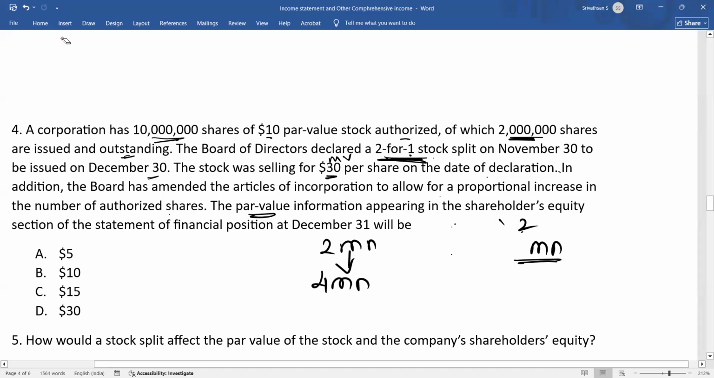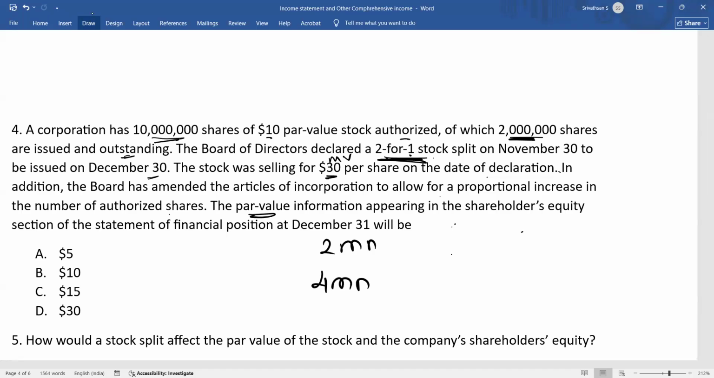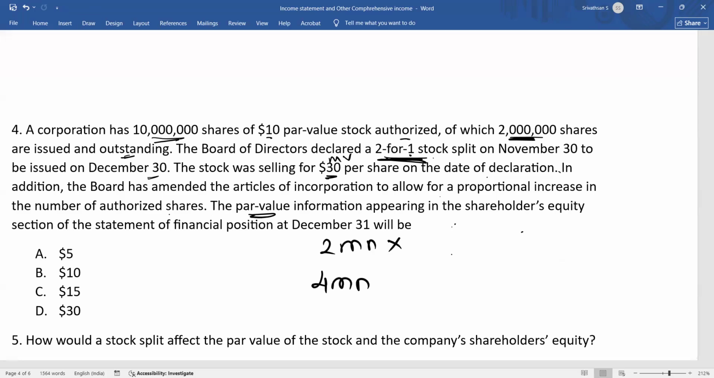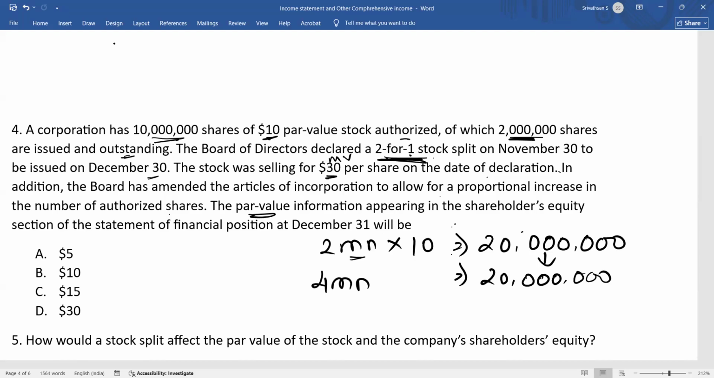Now the third point that we need to understand is, as a result of a stock split, there is going to be no change in the total value of the equity share capital. Before the stock split, the company had 2 million shares outstanding. What is the face value of 1 share? It is 10. So 2 million into 10, we get 20 million. Even after the stock split, this 20 million should remain the same. A stock split is not going to impact the total share capital of the company. So even after the stock split, the company should have share capital of 20 million.